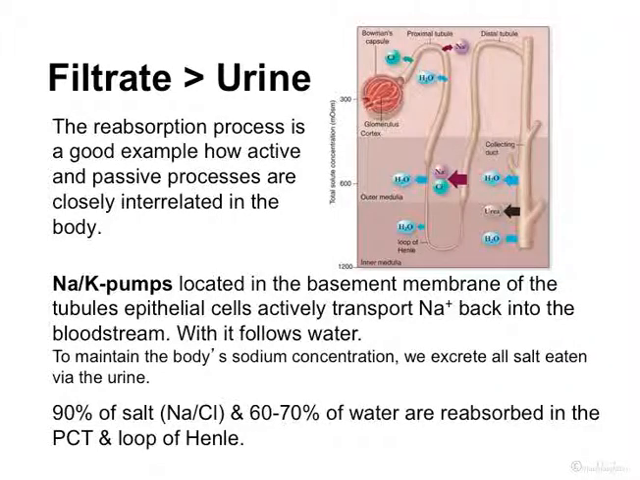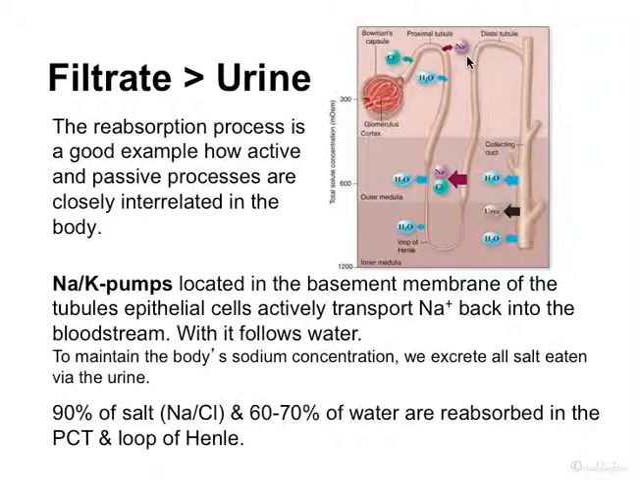Now, how we get from filtrate to urine is the next question. The reabsorption process is a good example of how active and passive processes are closely interrelated in the body. That's right, we have a play here. We have sodium-potassium pumps located in the basement membrane of the tubule epithelial cells that actively transport sodium back into the bloodstream. So look at that, we have sodium-potassium.